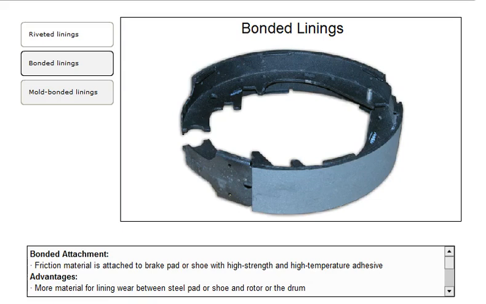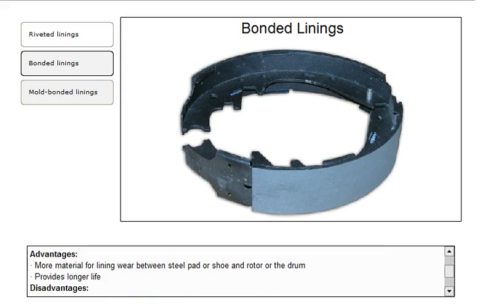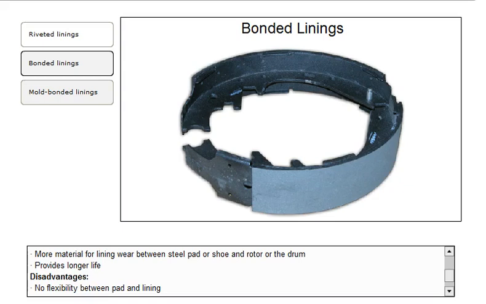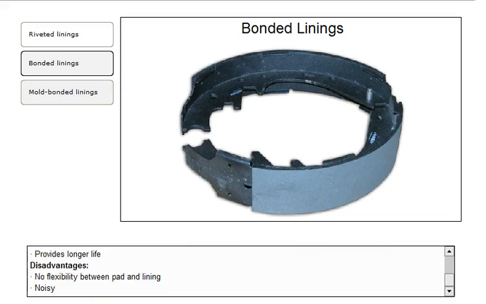In bonded attachment, the friction material is attached to the brake pad or shoe with high strength, high temperature adhesive. There is more material between the steel pad or shoe and the drum, allowing the pad to last longer. Because bonded linings do not have the flexibility between the pad and the lining, they are noisier.